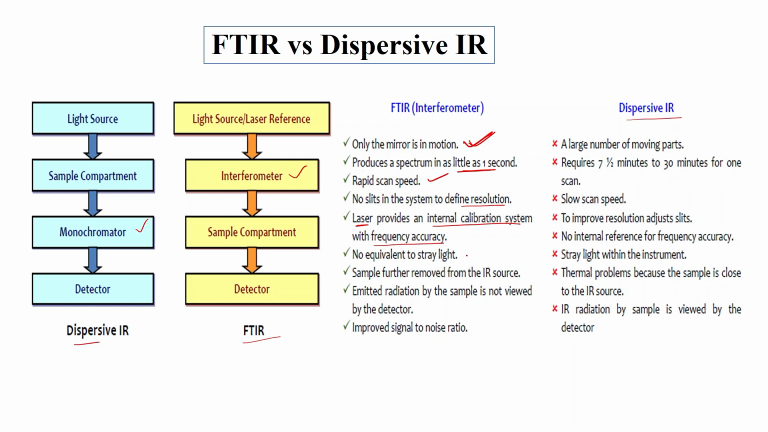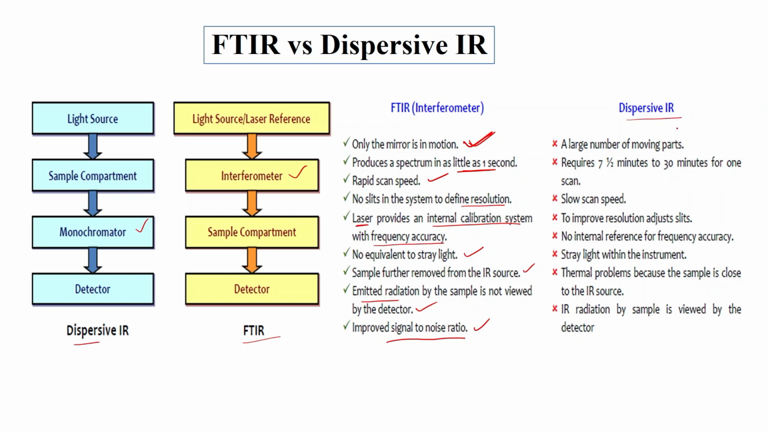And there is no equivalent in dispersive IR. The possibility of stray light is very minimal, that is, any unwanted or interfering light, the possibility is very less. And the sample is further removed from the IR source, so thermal problems are not there in FTIR equipment. Also, emitted radiation is not measured by the detector as happens in dispersive IR, so here we are not measuring the emitted radiation from the sample. Then there is an improved signal to noise ratio in the case of FTIR.